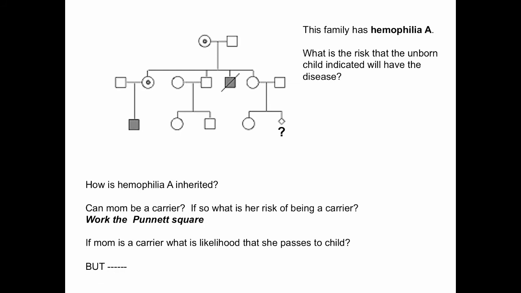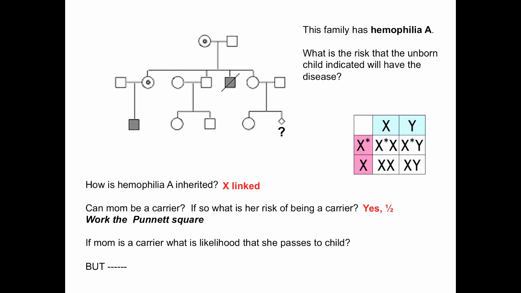Here's another situation. This family has hemophilia A, and so we're indicating individuals with the disease. This individual happens to be deceased. These individuals are carriers. What is the risk that the unborn child is going to have this disease? So the first question to ask: hemophilia A, how is it inherited? Well, we know it's inherited in an X-linked manner. So, can this child's mother be a carrier?